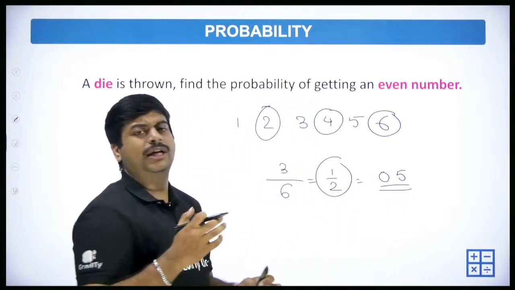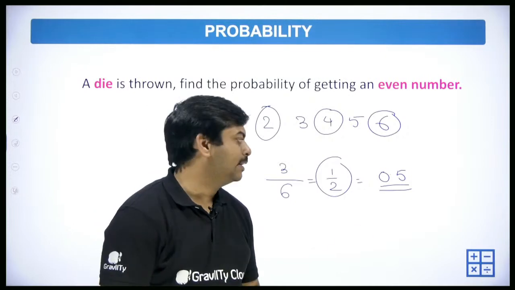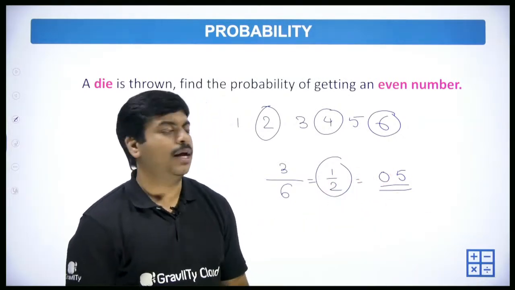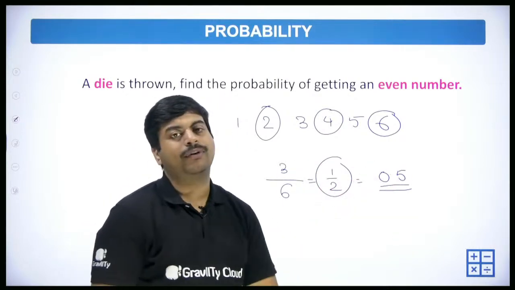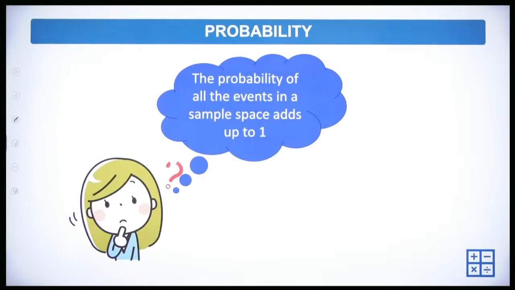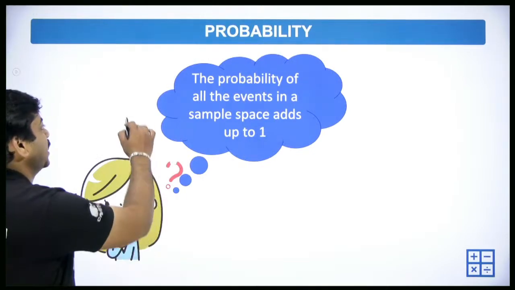In general, probability we always represent in fraction or in decimal. Both are correct. That's not a mistake. You sometimes write 1 by 2, sometimes you write 0.5. The next one: the probability of all the events in a sample space adds up to 1. Yes, this is exactly correct.